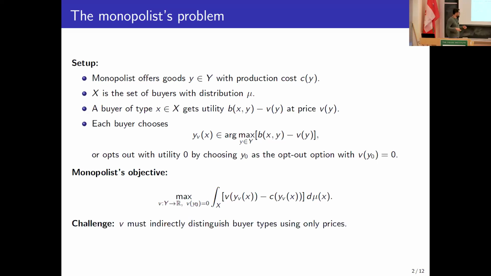The challenge here is that V must indirectly screen, or distinguish, buyer types using only prices, which means we don't know individuals' types, but rather we just know their distribution.